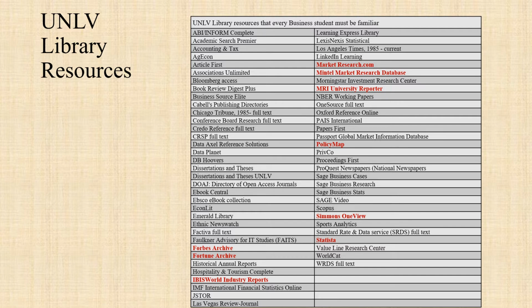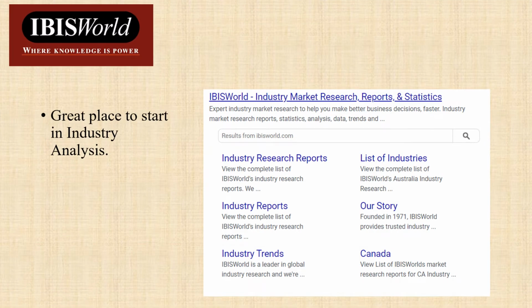Okay. Some of the things that we're going to talk about today are the IBISWorld Industry Reports. We're going to show you a little bit about marketresearch.com and the Mintel Market Research Database. MRI is covered in a separate video. I'll show you PolicyMap very quickly, Simmons OneView, and of course I have a comment or two to make about Statista, which is available in a much better version through the library than strictly online. All right, so let's start with IBISWorld.